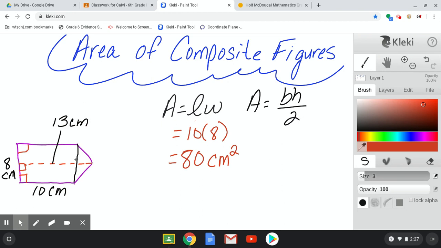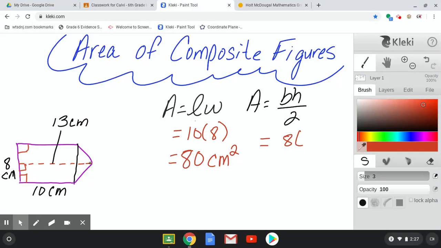So I'm going to look at the base. This is the base of my triangle. Well, if this side is 8 centimeters, that means this side here is going to be 8 centimeters. So the base of my triangle is going to be 8. So let's do that part first. So 8. Now the height of my triangle, this is actually going to be the height of my triangle.